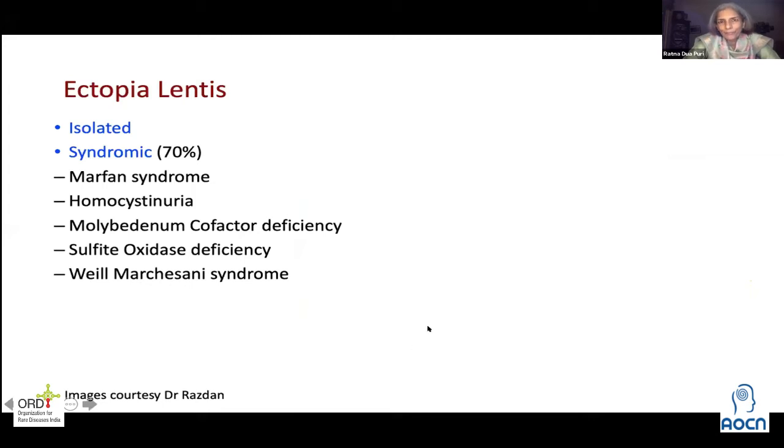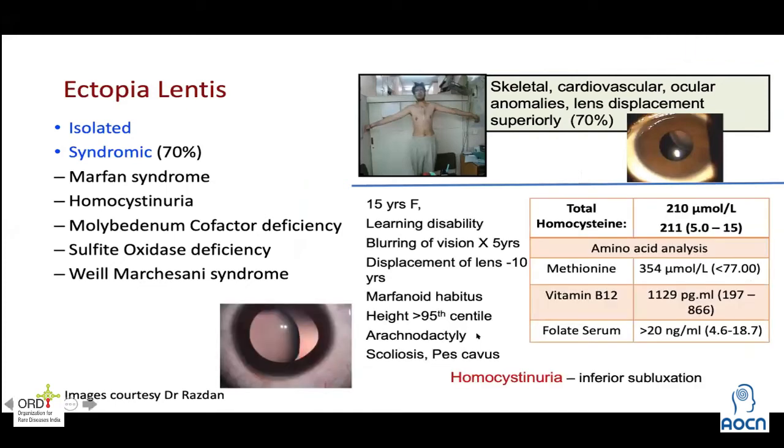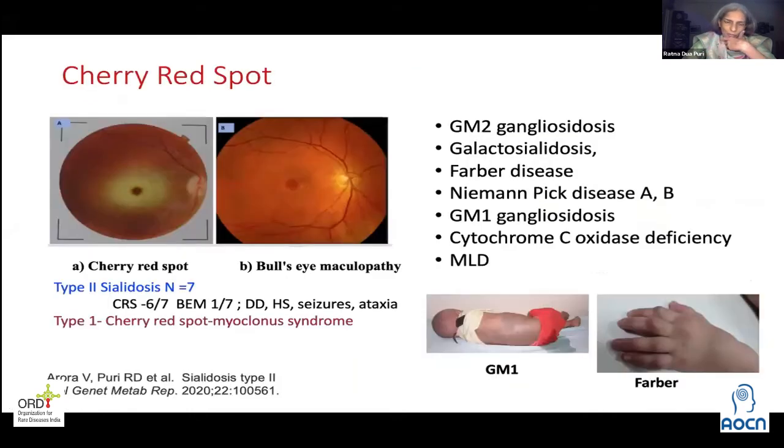I'll be finished. So finishing the group of the lens, we have ectopia lentis, which could be syndromic, like you see here in this patient with Marfan syndrome, where there is an upward dislocation of the lens. And here below, we have homocystinuria. And again, treatable, needs an early diagnosis. 15 years is too late to do this entire spectrum. So where we have a cataract, you do a homocysteine level and you'll be able to get to your diagnosis.